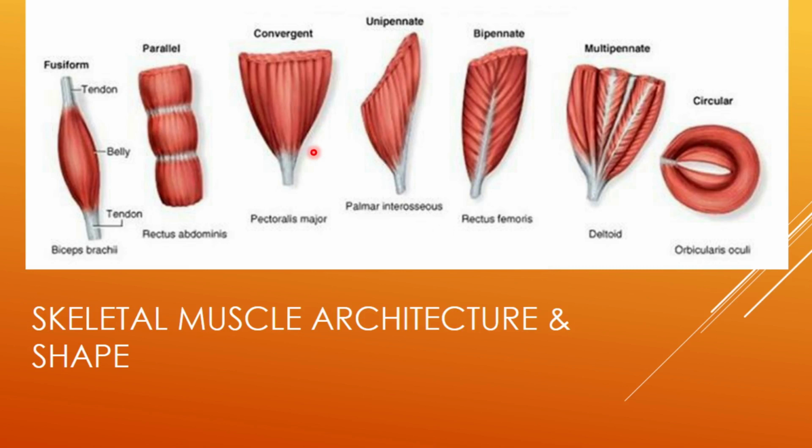So an example of parallel arranged muscle fibers is shown here with rectus abdominis, or an example of an obliquely arranged skeletal muscle would be rectus femoris, or this one here. So the arrangement of these muscle fibers, whether they're parallel or oblique to the long axis, actually affects the degree of movement that that particular muscle can produce.